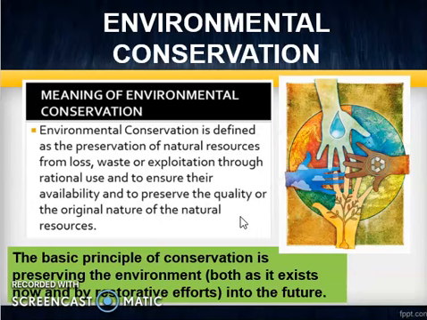how we can manage or control the impact of environmental issues is environmental conservation. In terms of meaning, environmental conservation is defined as the preservation of natural resources from loss, waste, or exploitation through rational use, to ensure their availability, and to preserve the quality or the original nature of natural resources. In regard to environmental conservation, the basic principle of conservation is preserving the environment both as it exists now and by restorative effort into the future.